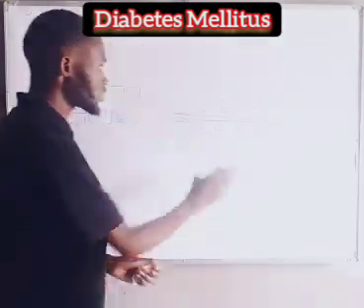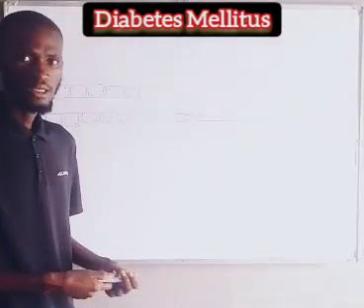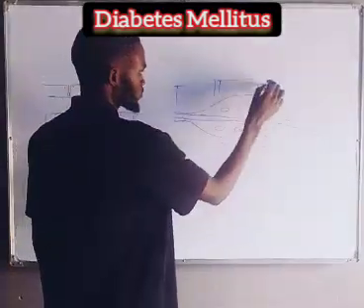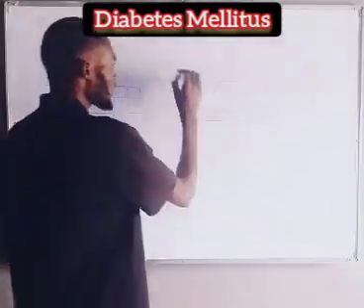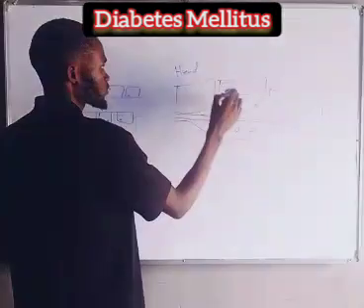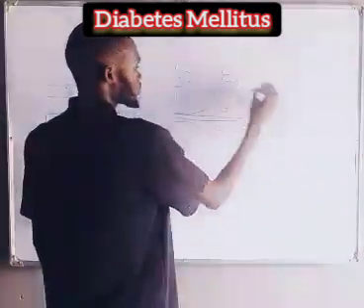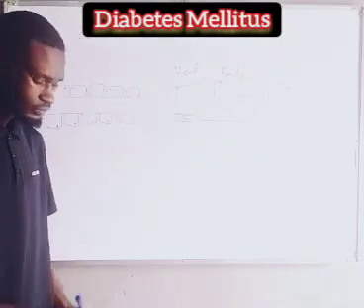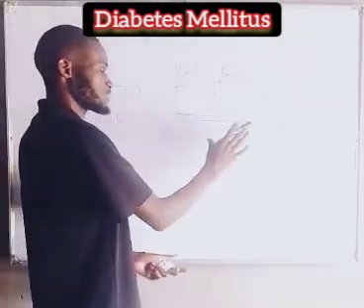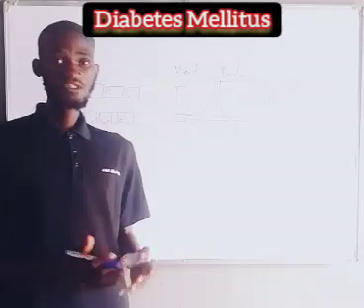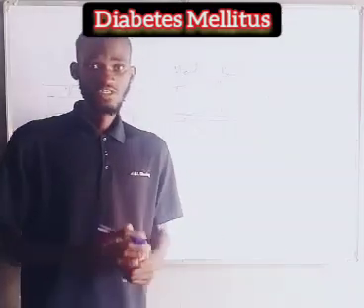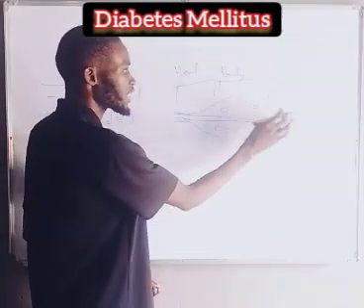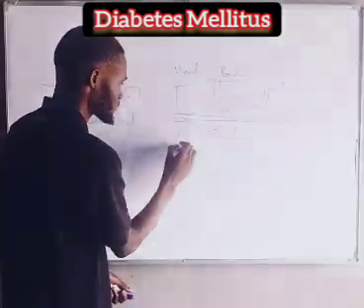This is a simple structure of the pancreas. The pancreas is divided in three: we have the head, the body, and also the tail. This pancreas has clusters of cells, which we call the islets of Langerhans.